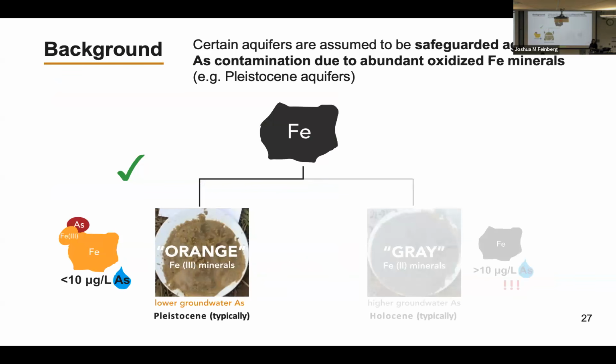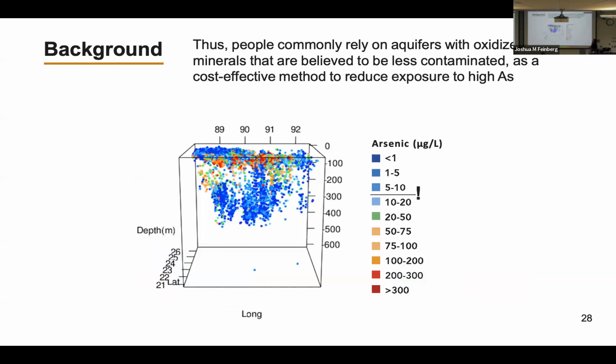Okay, going back to our iron mineralogy. So this means that certain aquifers are assumed then to be safeguarded against arsenic contamination due to your abundant oxidized iron minerals. And this means that people commonly rely on aquifers with oxidized minerals that are believed to be less contaminated as a very cost-effective method to reduce exposure to arsenic. So for example, in Bangladesh, maybe they would aim to use the deeper, low arsenic aquifers.